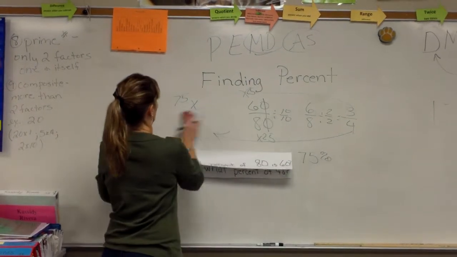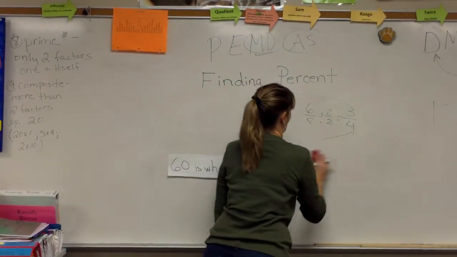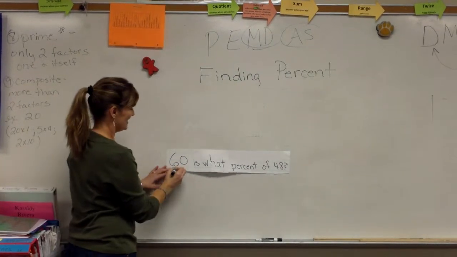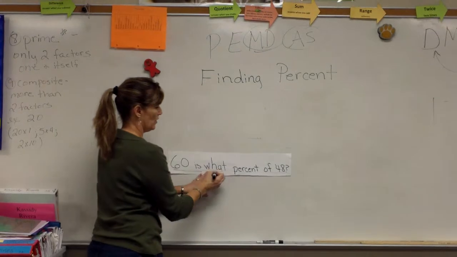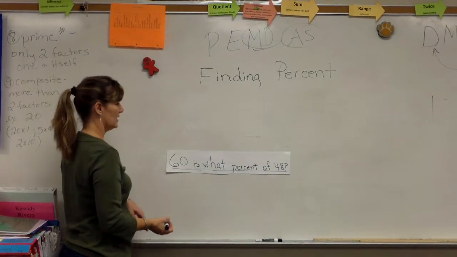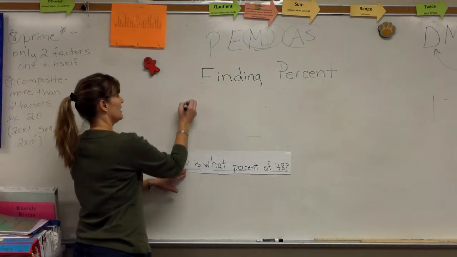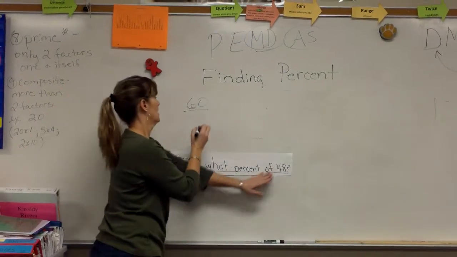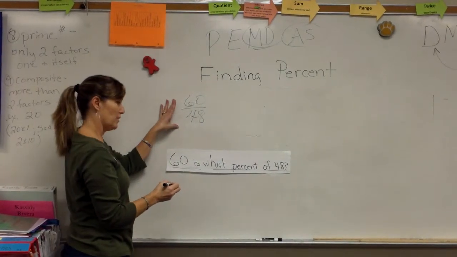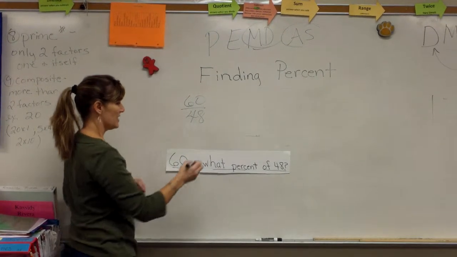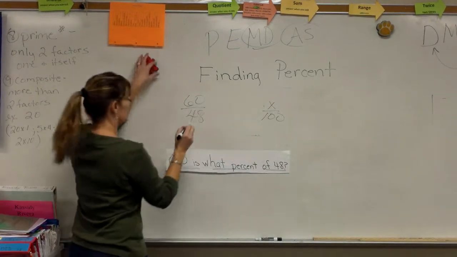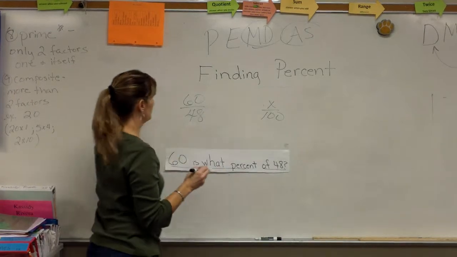One more. We have 60 is what percent of 48? Okay, is over of, is 60, of 48. If you'll notice, it's an improper fraction, so that means we're going to have a percent that's more than 100. I'm looking for a percent, so x over 100.